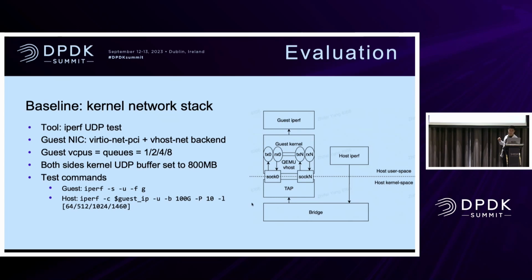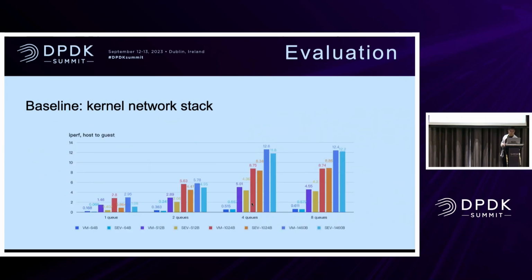So in this setup, the expected data path is that from host iPerf, it goes into host kernel space, goes into the host tap device, then goes back to host user space to the QEMU vhost, then enters the guest kernel, and finally the guest iPerf. So this data path is actually pretty long, and the expected performance is pretty low.